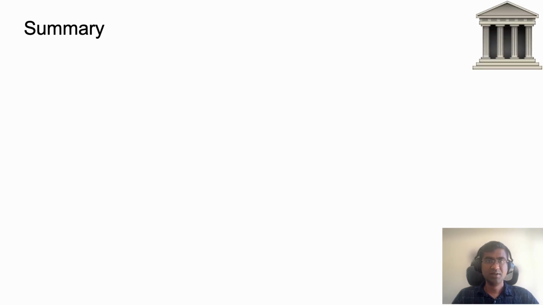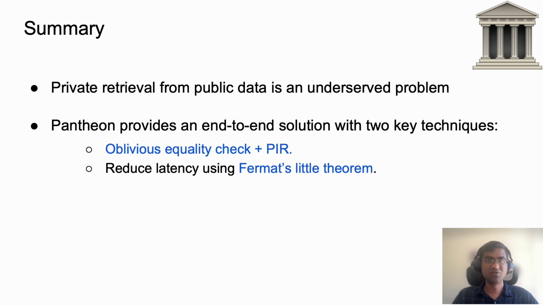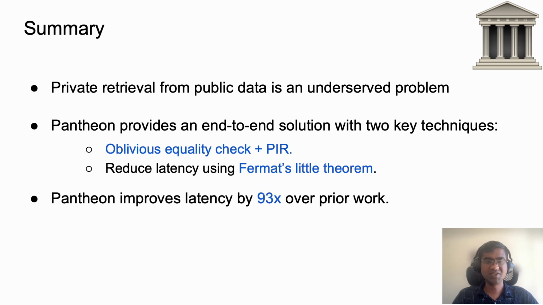Now, to summarize, private retrieval from public data repositories is an underserved problem. Pantheon provides an end-to-end solution to this problem with its 2 key techniques, a composition of oblivious equality check and PIR, and reducing equality check latency using Fermat's Little theorem. Finally, Pantheon improves latency by 93 times over prior work.